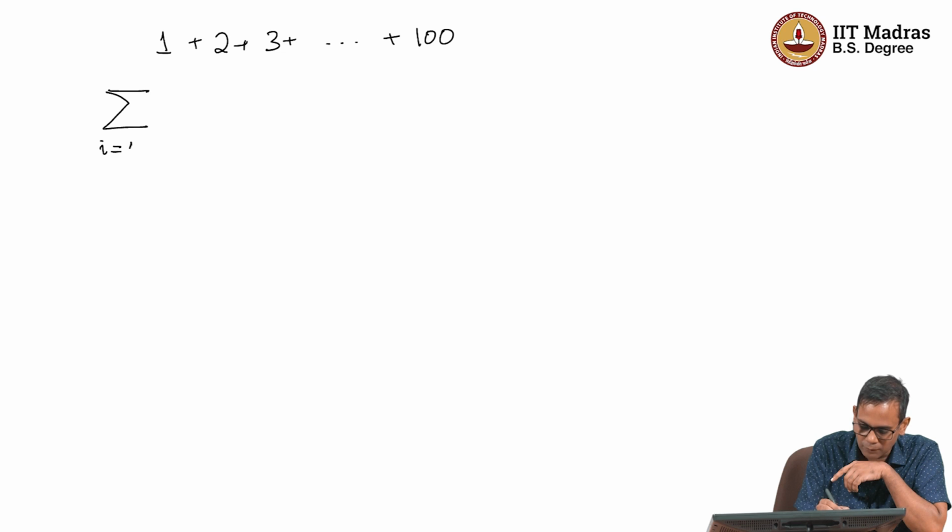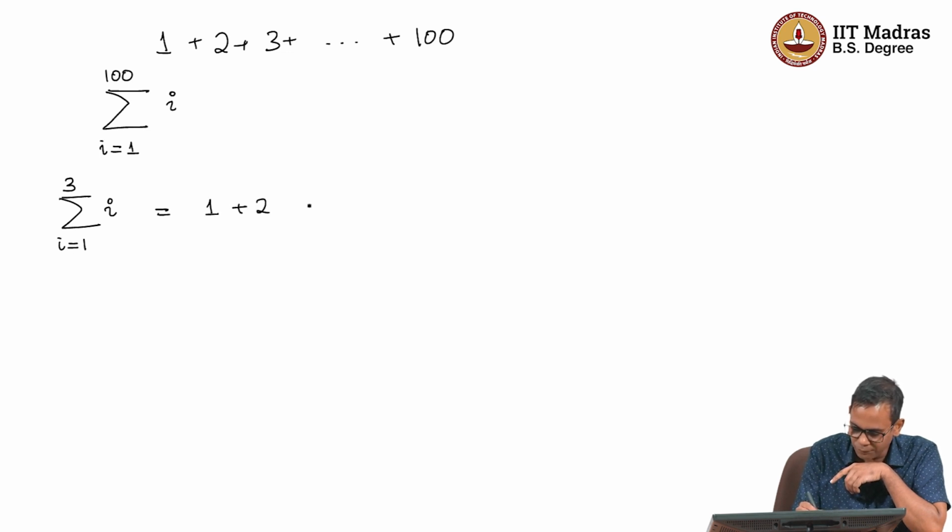So, this sum, 1 plus 2 plus 3 up to 100, can be written as the sum, i goes from 1 to 100, of i. What this means is that I will start with i equal to 1. Let me start with a slightly smaller example. What is the meaning of the sum i goes from 1 to 3 of i? This means I will start with i equals 1, then i will be 2, and then i will be 3.